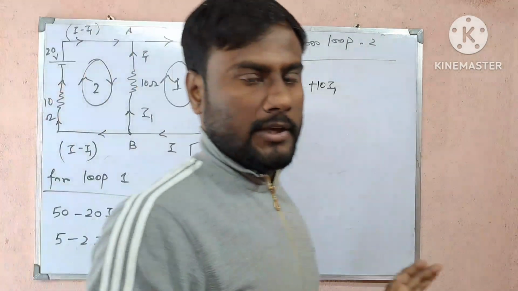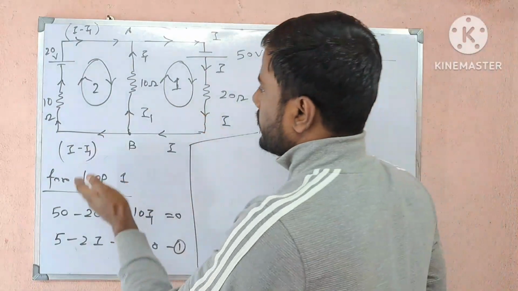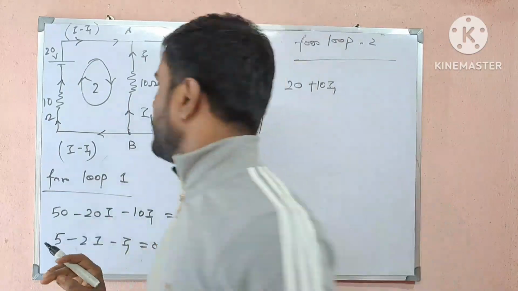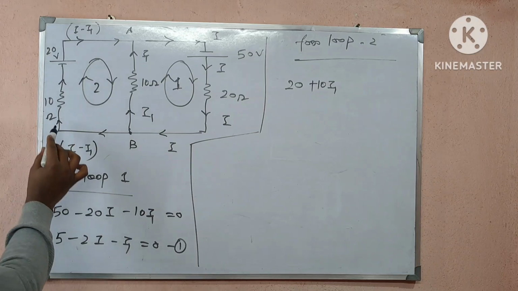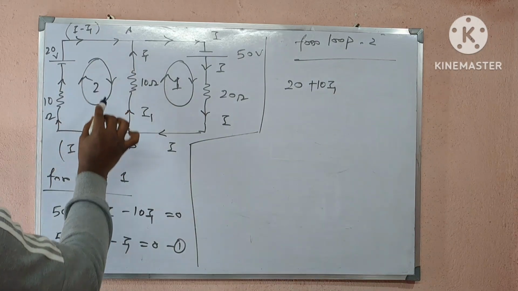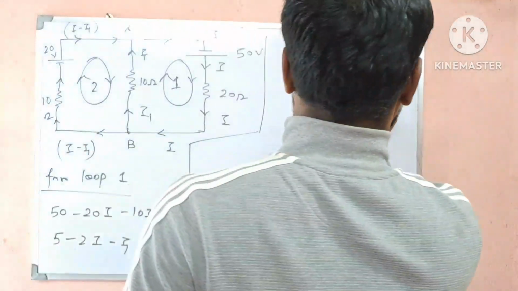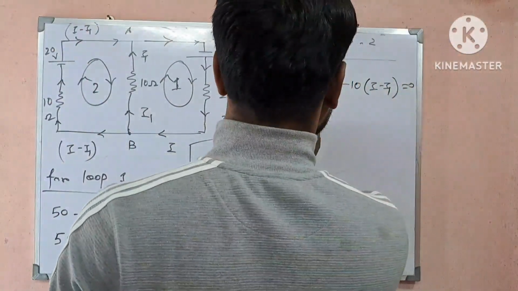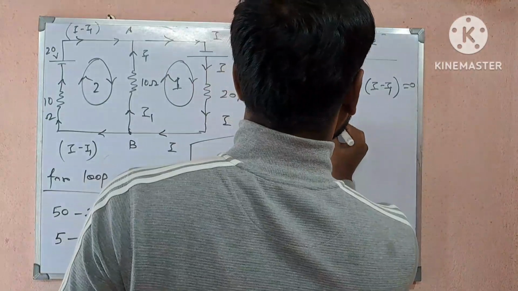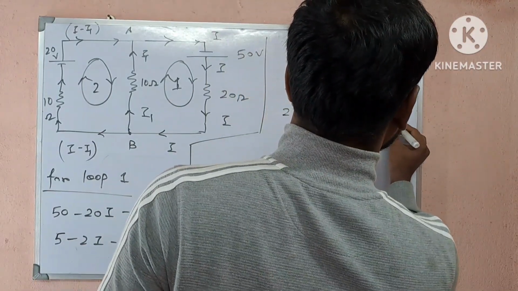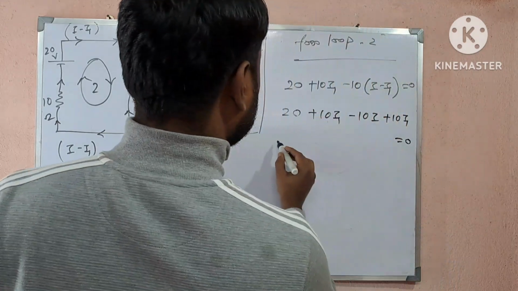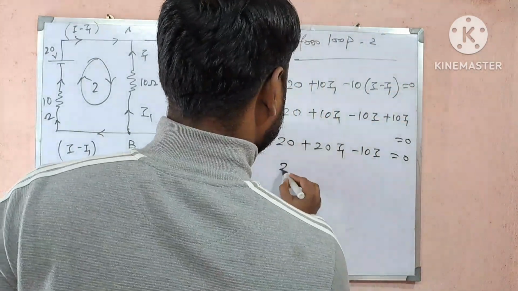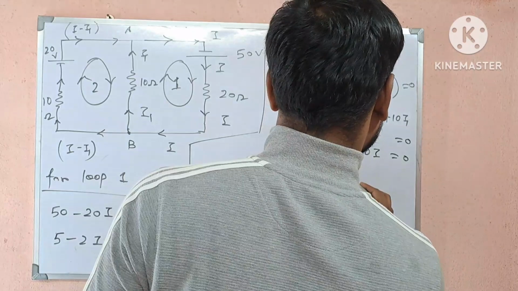That's the beauty of KVL. It doesn't mean that because for loop 1 it was negative, loop 2 will also be negative. No, it depends on the direction of current and the path that you choose. And from this resistor, the direction of current is from bottom to up, and the direction of path is also from bottom to up, so that will be negative. So minus 10(I minus I1) equal to 0, because I minus I1 is the current flowing through this branch. So 20 plus 10 I1 minus 10(I minus I1) is equal to 0. We can write 20 plus 20 I1 minus 10 I is equal to 0. We can write 2 plus 2 I1 minus I is equal to 0.